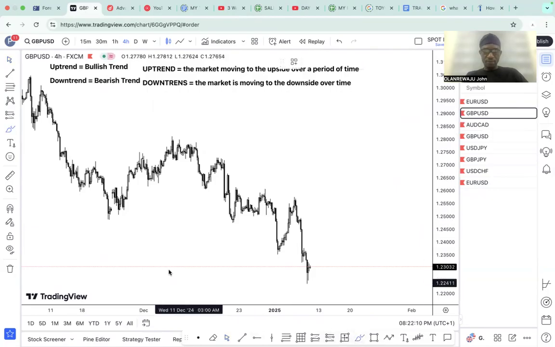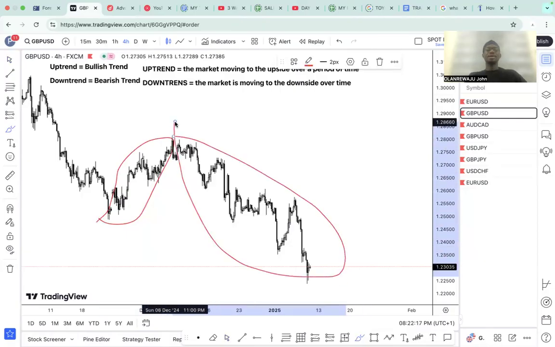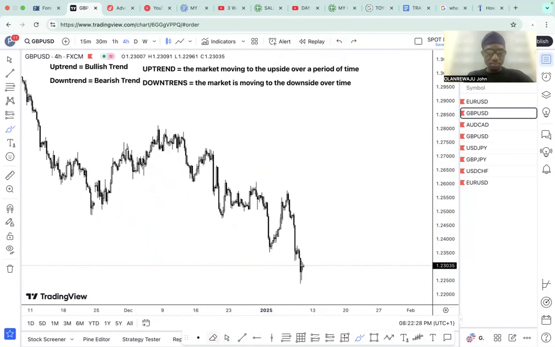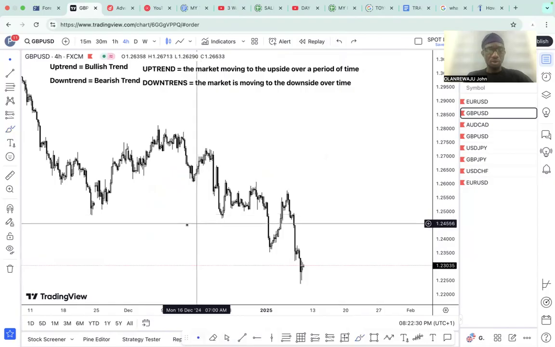Of course, we can say that from year to year, the market was in an uptrend. But from year to year, the market was in a downtrend. We'll still talk about market reversals. But before we get there, let us have more examples so that this thing can sink in properly. What can you observe over here now?